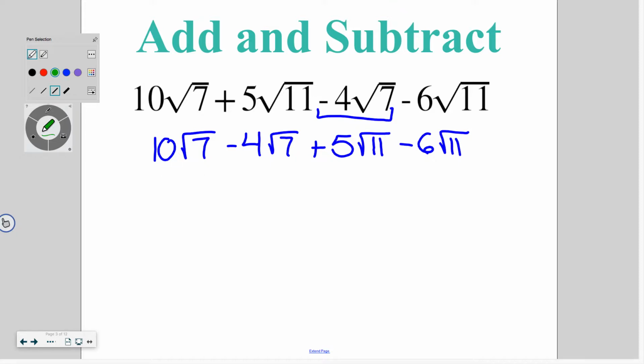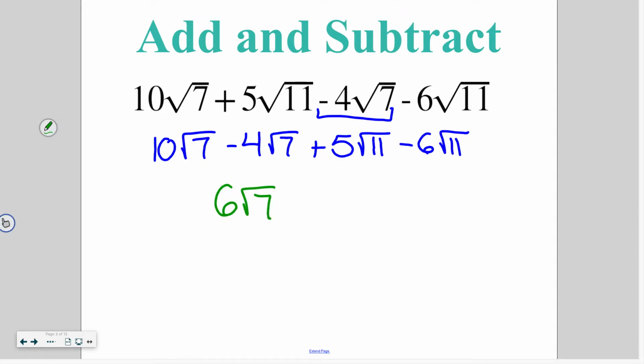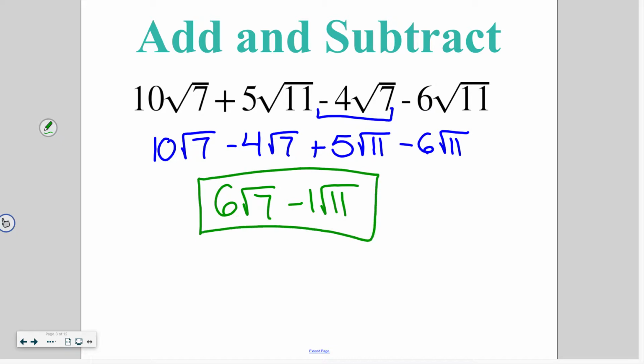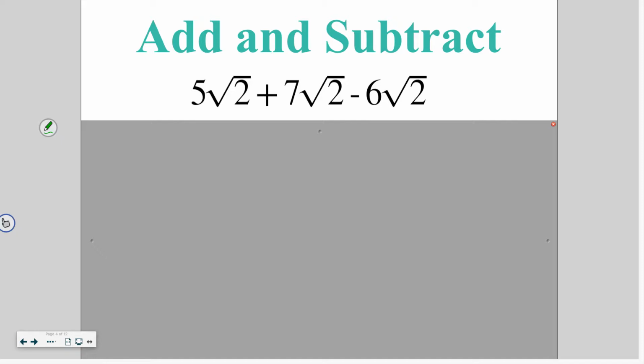10 square roots of 7 minus 4 square roots of 7 gives me 6 square roots of 7. 5 square roots of 11 minus 6 square roots of 11 gives me negative 1 square root of 11. That is all the farther I can go because 7 and 11 do not match. Go ahead and try this one on your own, resuming the video when you are ready to go.